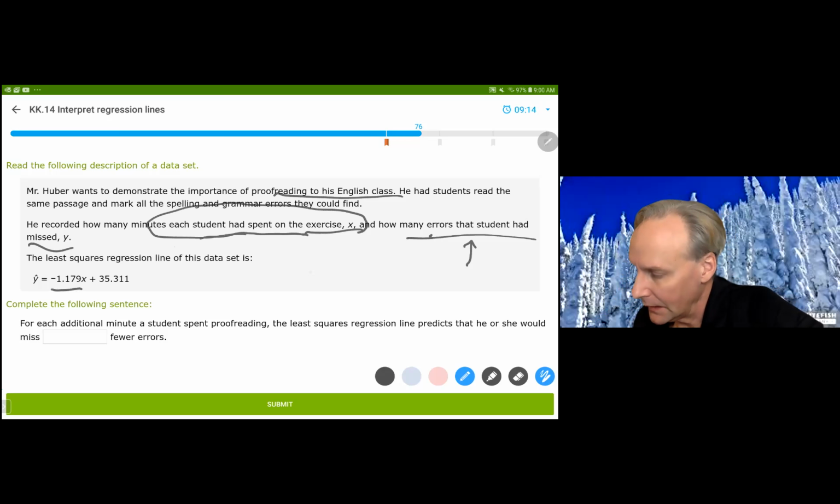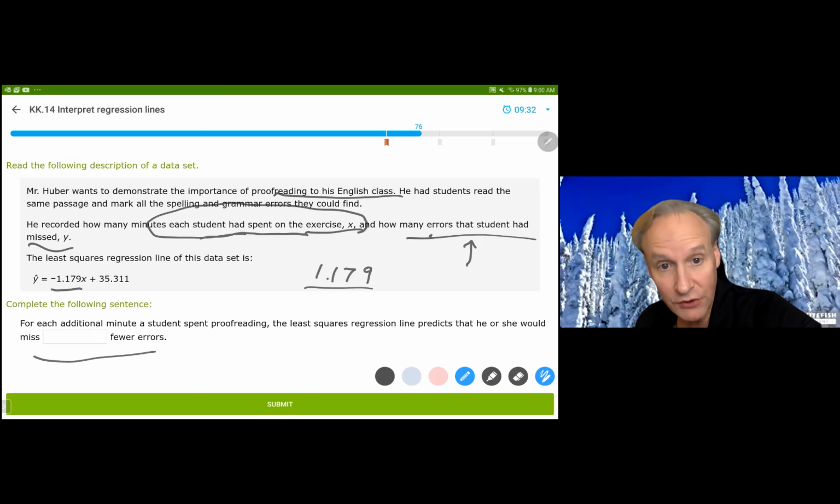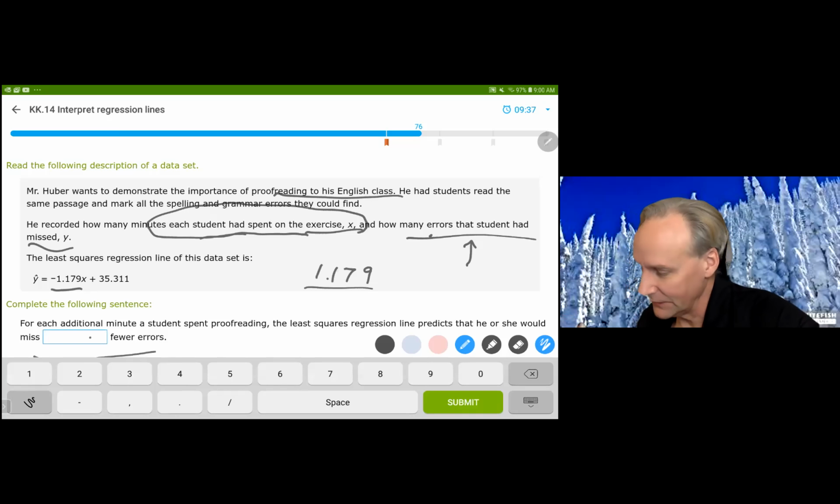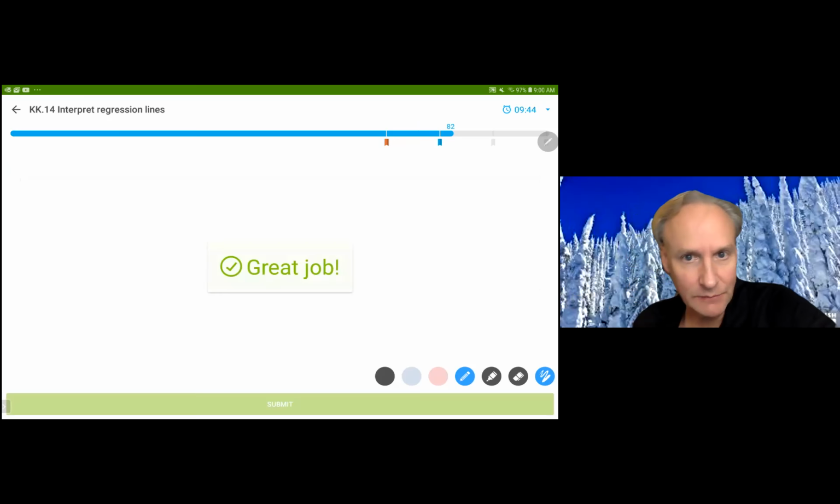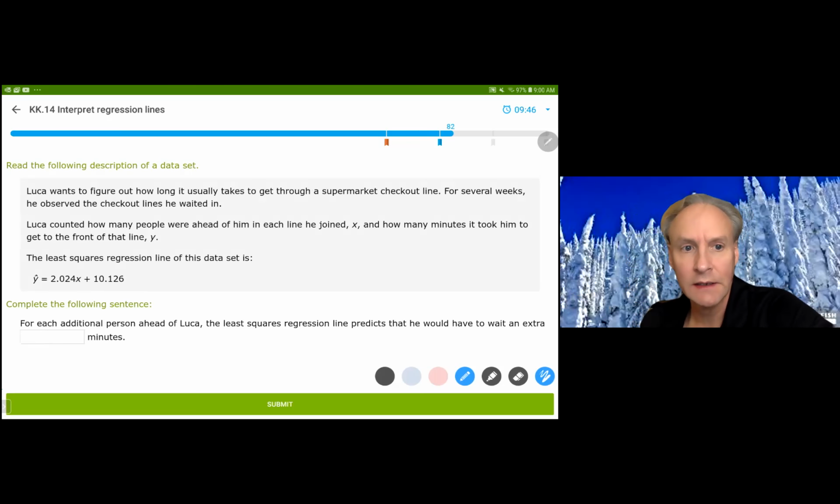So anyway, for each additional minute the student spends proofreading, it predicts that they will miss how many fewer errors. And again, that makes it a triple negative. So it's 1.179. We expect them to make that many fewer, or miss that many fewer errors. Nothing like including lots of negatives in there, 1.179. And you probably would have guessed, based on what the other problems say. But again, we don't want to just stick the numbers in and not think about them.